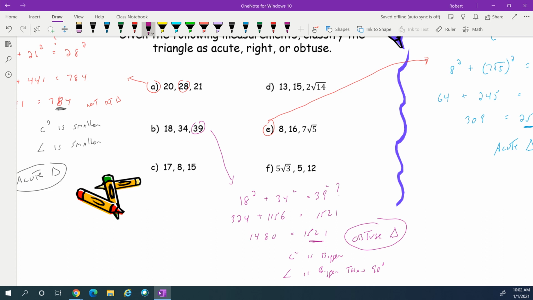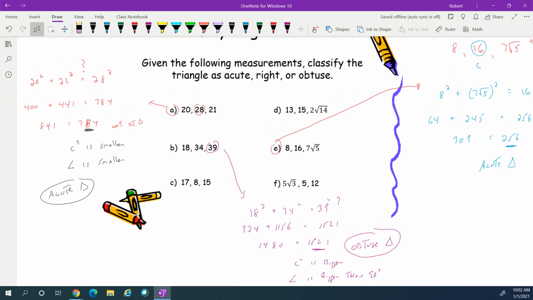Okay? So we have the converse of the Pythagorean theorem, and we're using that to classify the triangle as acute, right, or obtuse. Okay, let's do some practice with that, and we will pick up with the next lesson.